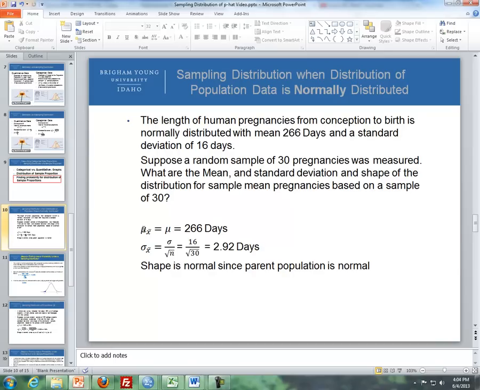Well, the mean of the sample means is equal to the population mean, which in this case is 266 days. The standard deviation of the distribution of sample means is the standard deviation from the current population, divided by the square root of our sample size, which is 16 divided by the square root of 30, so we get 2.92 days. And the shape of this distribution of sample means is normal, since the parent population is normal, regardless of the sample size. Since the parent population is normal, the distribution of sample means is also normal.